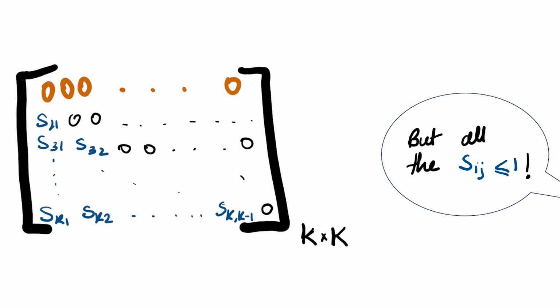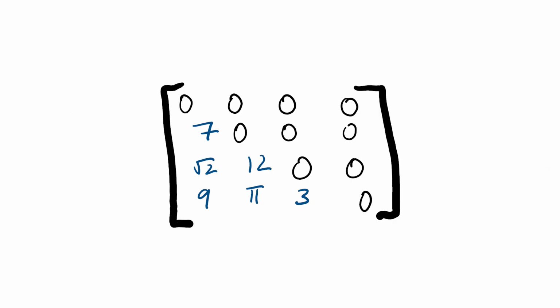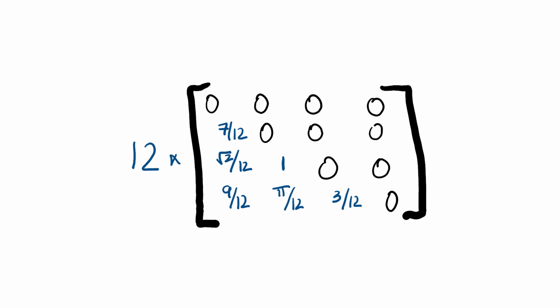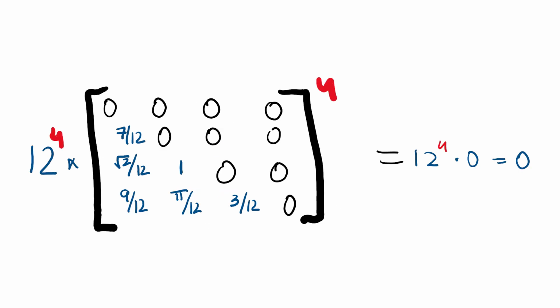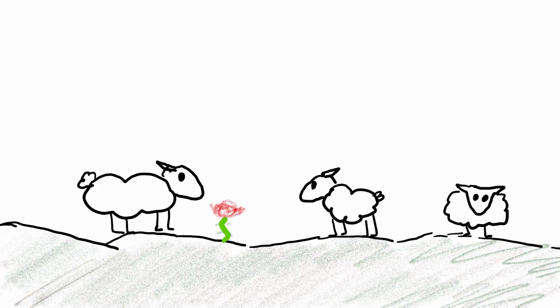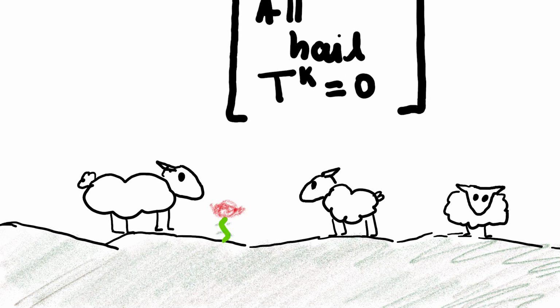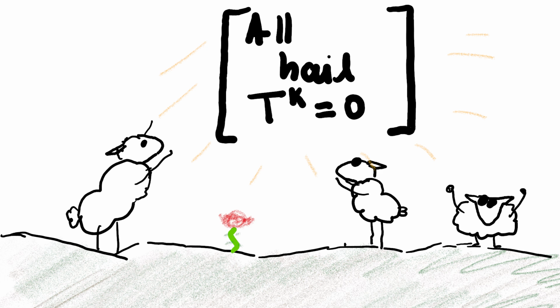You might point out that all the entries in our matrix are fractions, but if I give you a matrix and you factor out its largest entry, all the entries in this new matrix now are fractions, and we can apply the same logic as before. Ta-da! Just by reasoning through what happens to a population of sheep, we have just shown this theorem.